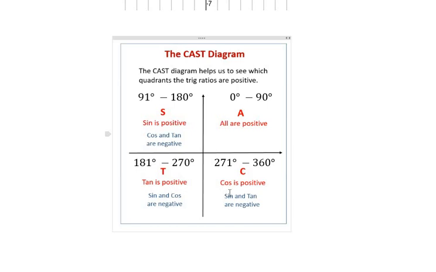Move to the last quadrant, which is the fourth quadrant. Only cos here is positive. If you punch cos 271 to 360, you will have a positive answer. But if you punch any of this degree angle here between 271 to 360 as sine or tan, say for instance you punch sine 300 or tan 292, it's going to give you a negative result. You can cross check. But if it is cos, it's going to give you a positive result.